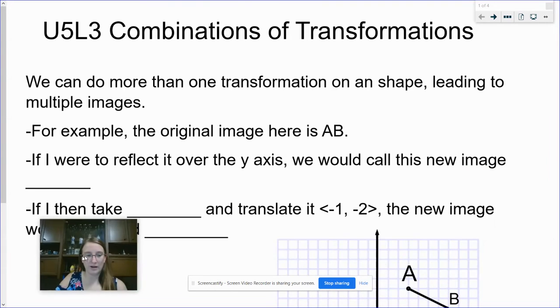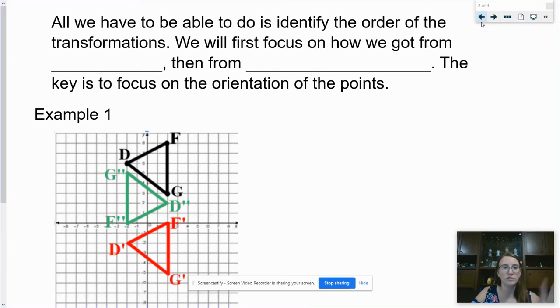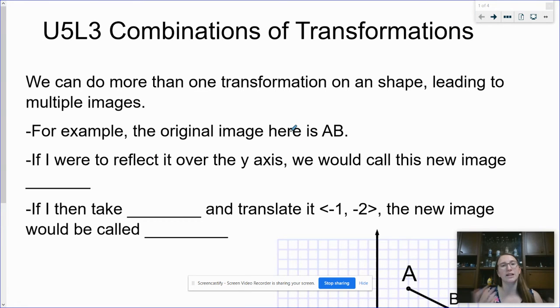Okay, U5L3, we are on. Once again, these examples that we are going to get to are in the notes. This first stuff we're talking about, though, if you'd like to write it down, you can, is just kind of a general how we're going to attack these problems.